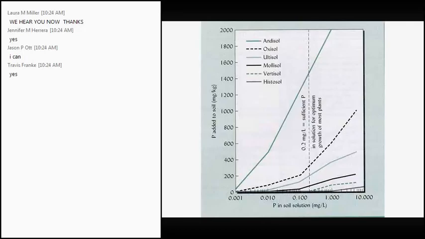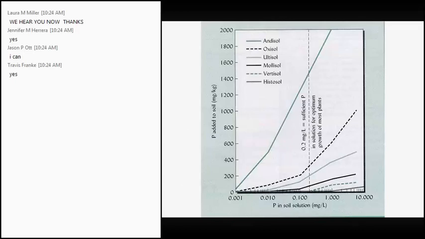Now, I know we haven't talked about any of these things that are listed here, the andesol, oxisol, ultisol, mollisol, vertisol, and histosol. That's probably Greek to you. But that's okay, because I'm going to tell you what they are. Well, this graph is phosphorus added to the soil in milligram per kilogram versus the phosphorus in the soil solution in milligram per liter, and that's on a log scale.